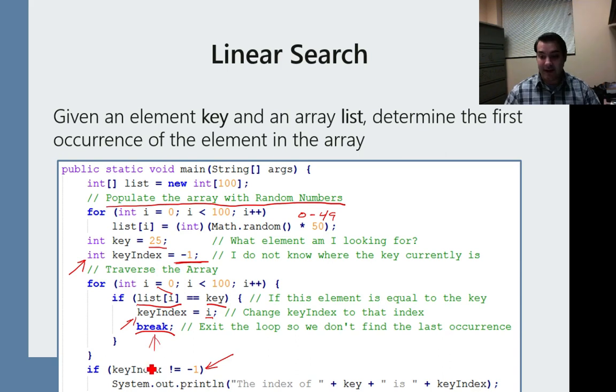Then, like I said, I've got this check at the end. I'm basically stating, is my key index, did I find 25 inside of my array? And in this case, if it does not equal negative 1, it was found, hooray.